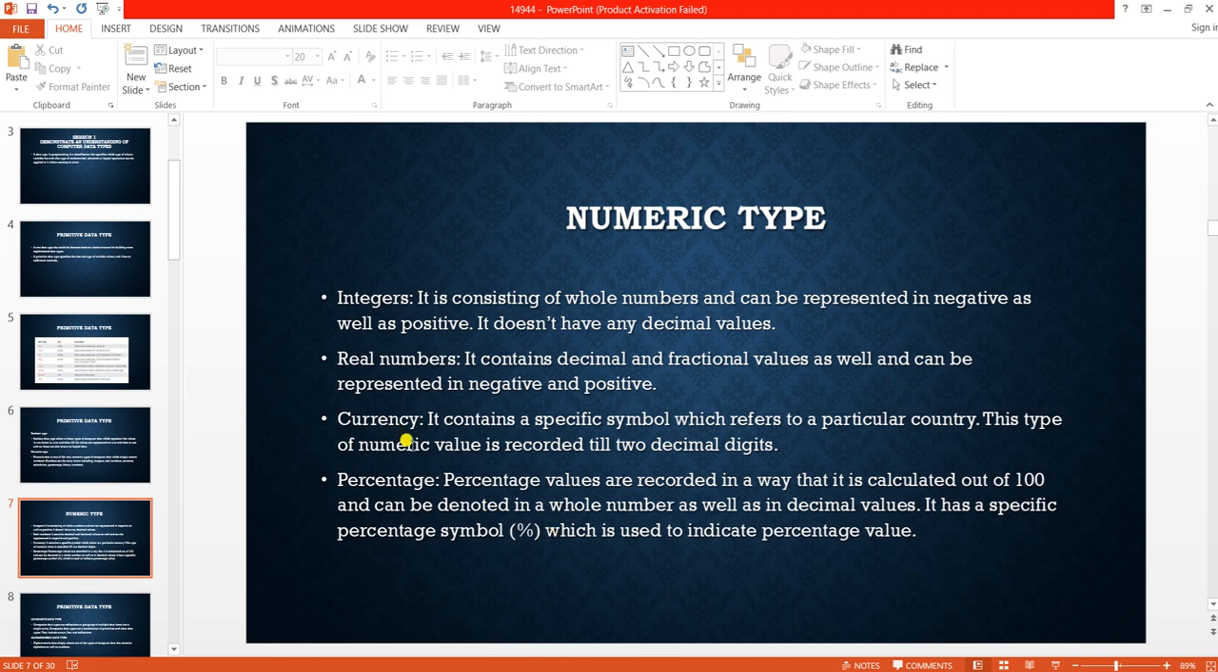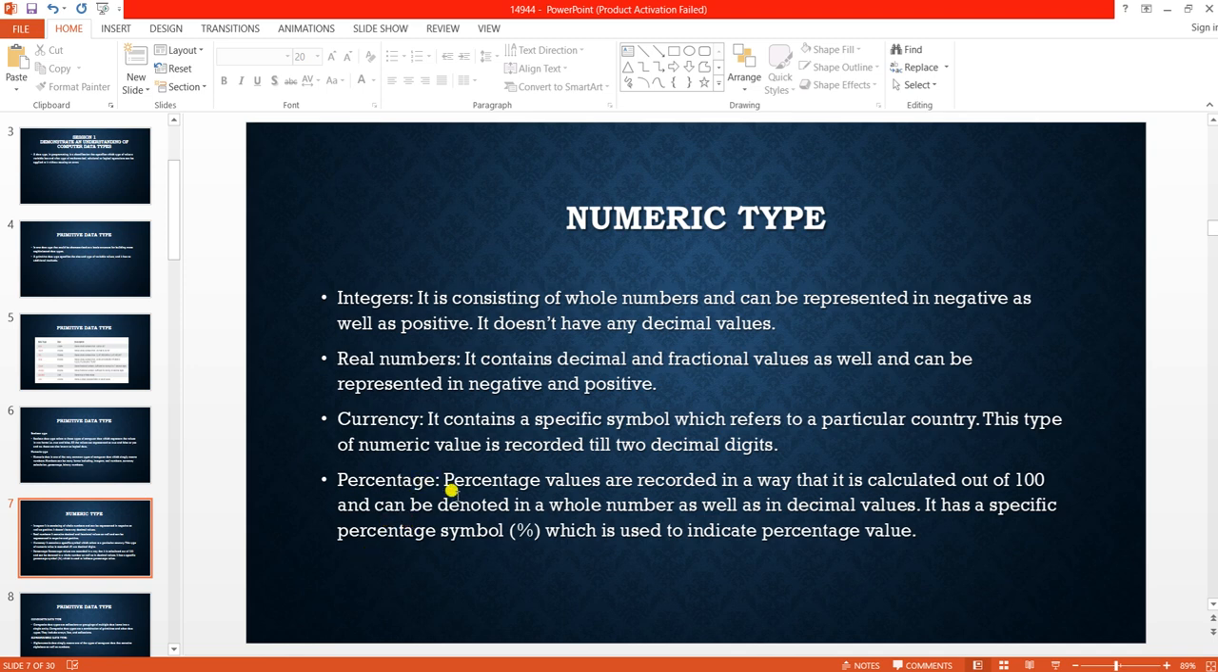Also, we have your currency. It contains a special symbol which refers to a particular country, and this type of numeric value is recorded to 2 decimal digits. Remember, your currency depends on the country that you are in. So in South Africa, the currency we use is rands, with a capital R. In the USA, they use the dollar sign. It depends which country you are from.